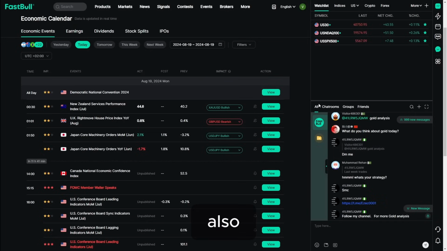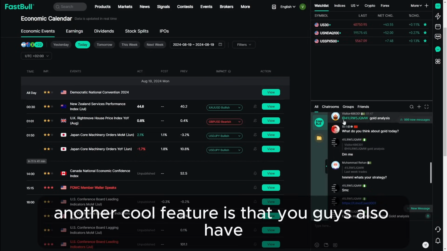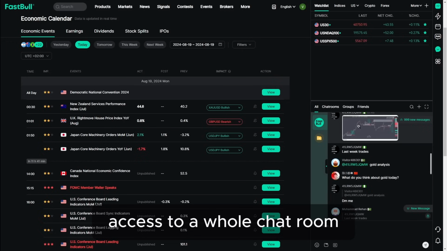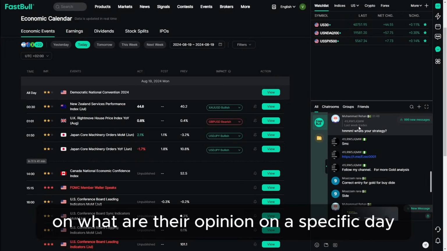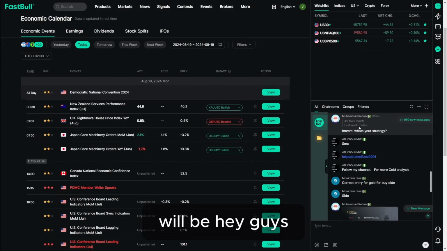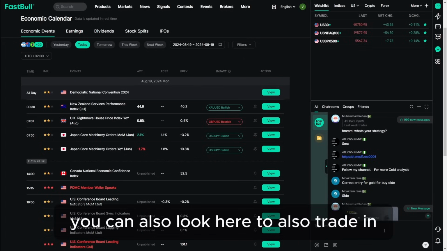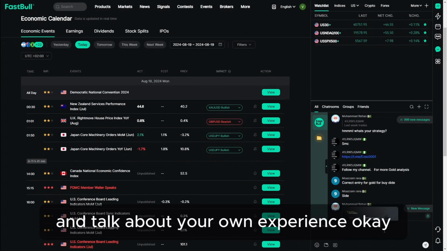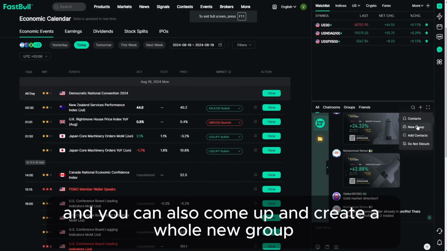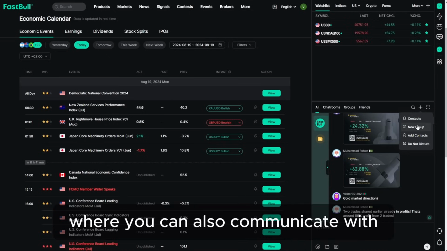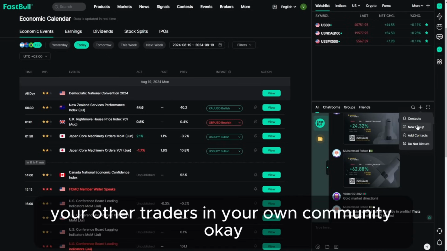Also, another cool feature is that you have access to a whole chat room, so you can communicate with other traders on what their opinion on a specific day will be. You can also look here to trade in and talk about your own experience. And you can also create a whole new group where you can communicate with other traders in your own community.